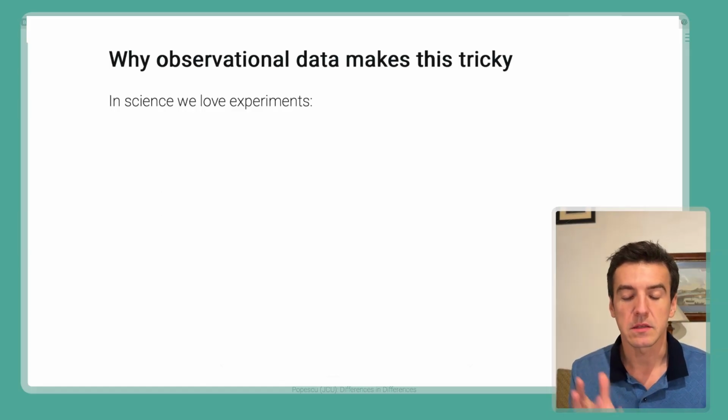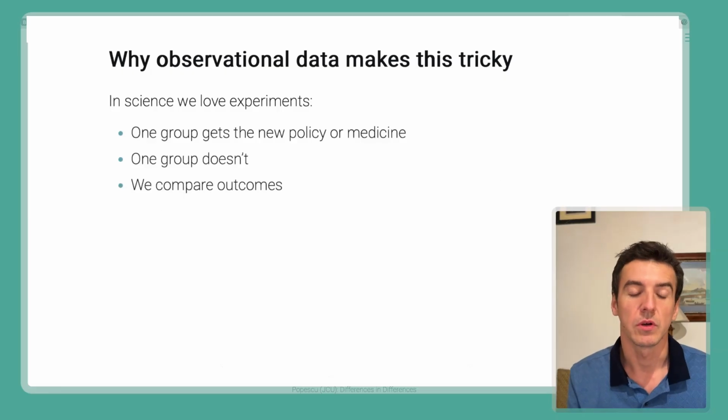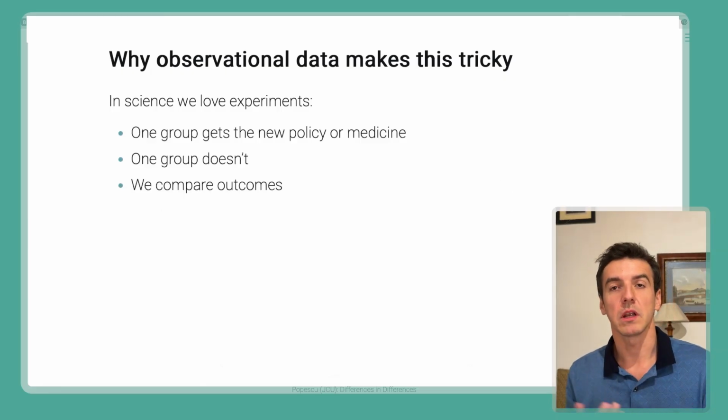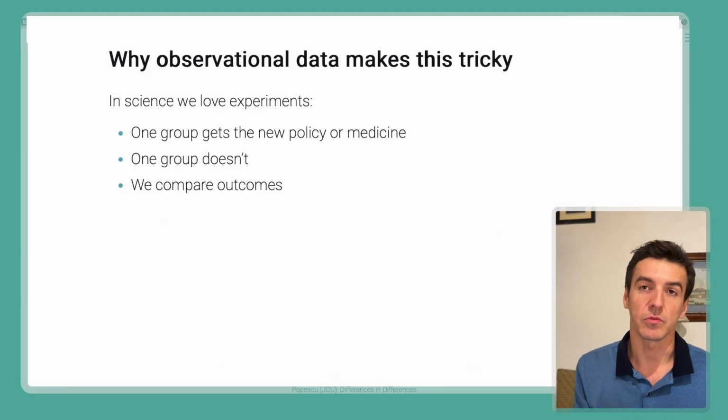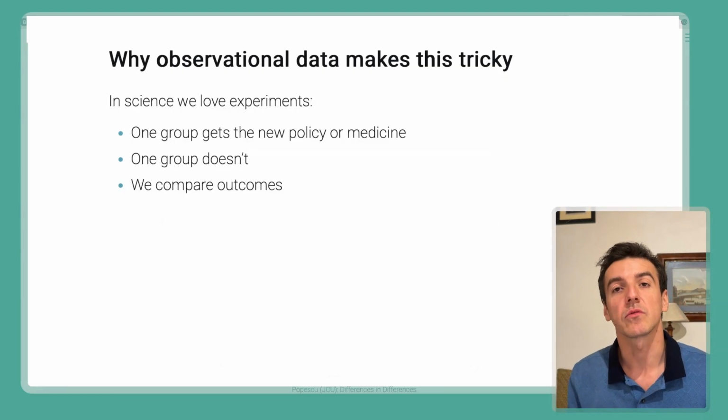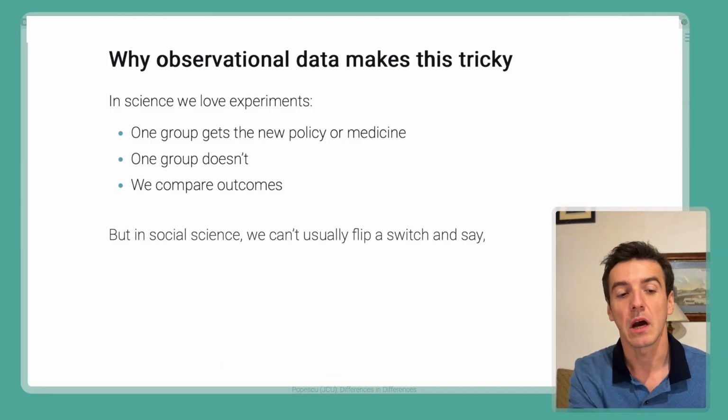So, in science and obviously social sciences, the idea of an experiment is the golden rule. This is what allows us to investigate the impact of a policy, or this is what allows us to evaluate the impact of a medicine. So, one group gets the medicine and another group does not. So, then this allows us to compare the outcomes.